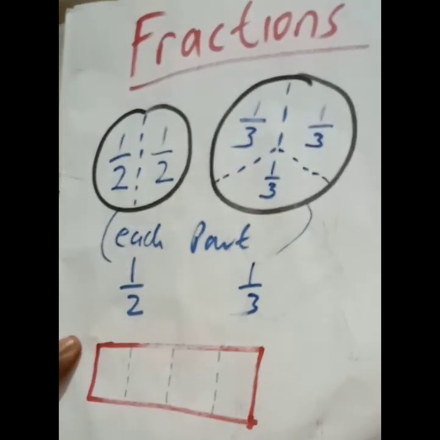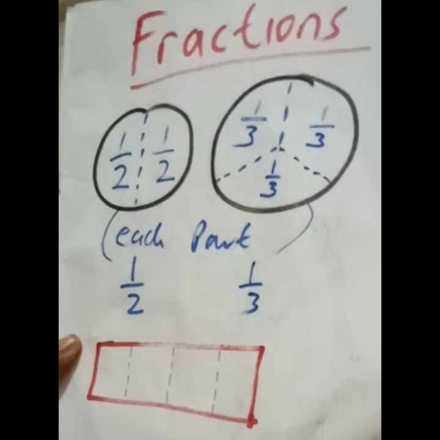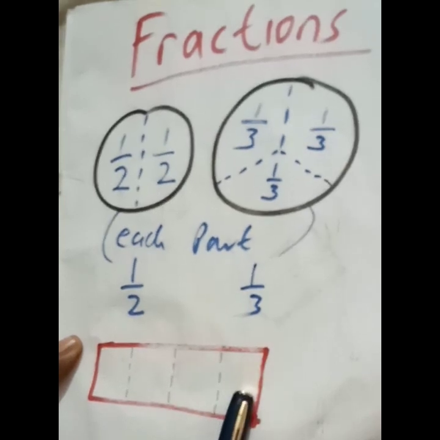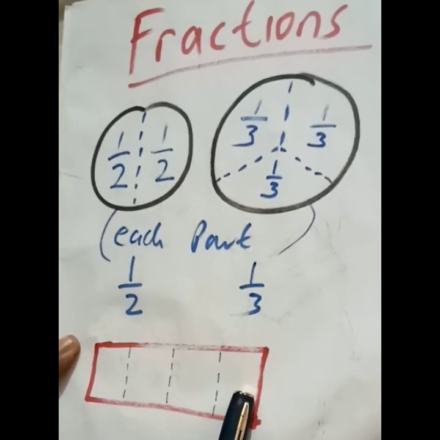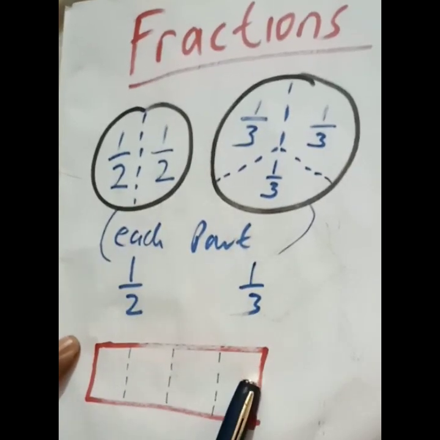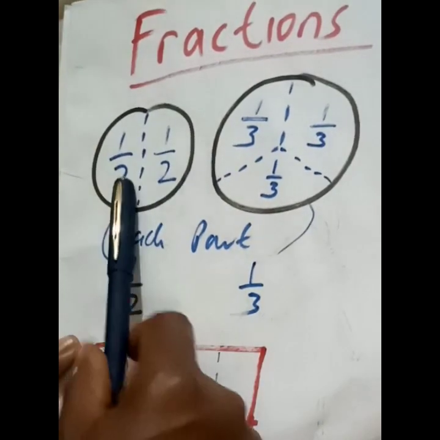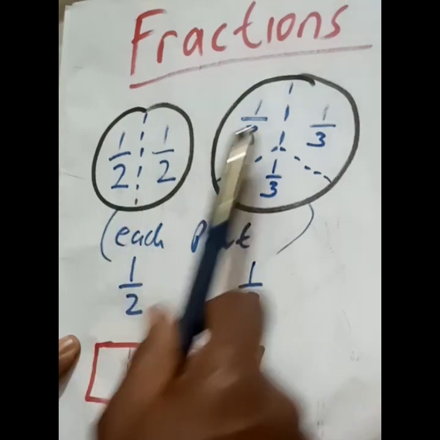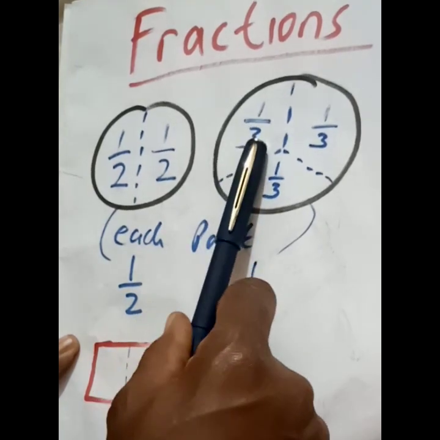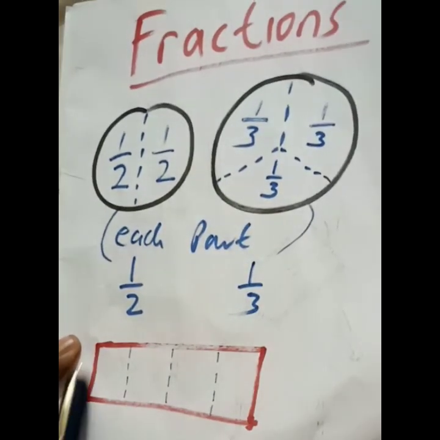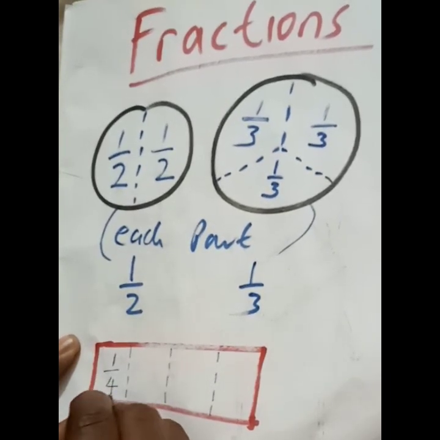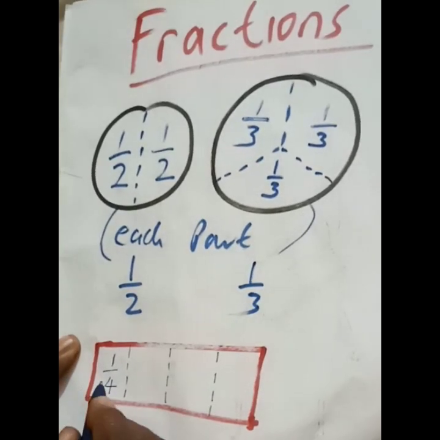You can see I've divided it into how many parts? Look, be careful. I've divided it into 4 parts: 1, 2, 3, 4. Remember, when I divided it into 2 parts, each part was 1 over 2. When I divided this other orange into 3 parts, each part was 1 over 3. Now that I have divided this biscuit into 4 parts, each part will now be what? 1 over 4.